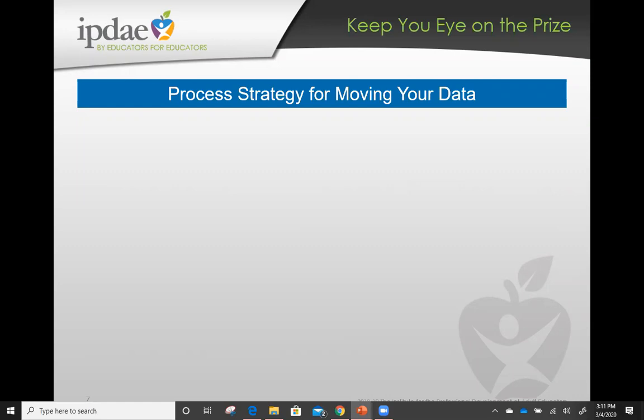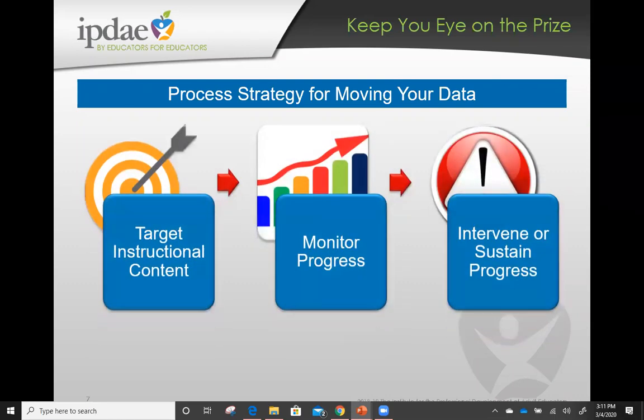Okay, so this process strategy is very basic. It's made up of 3 steps. The first step is to know your instructional content and target that instructional content. So knowing what we're supposed to teach, what's going to be on the assessment, what's contained in the college and career readiness standards, the curriculum frameworks, and also what's going to be assessed on the test, whether it be TABE 11 and 12 or CASAS reading and math goals.